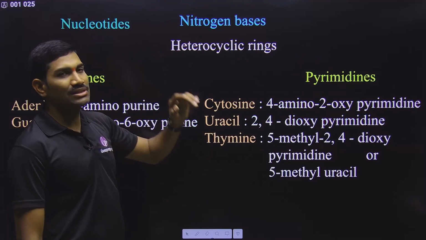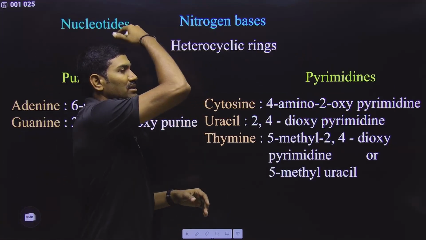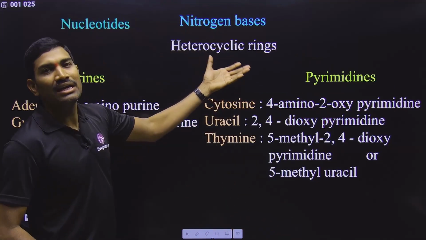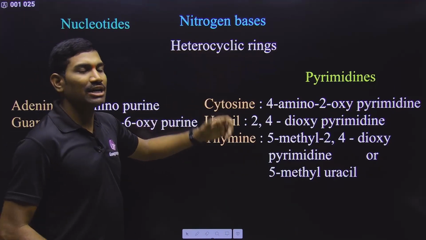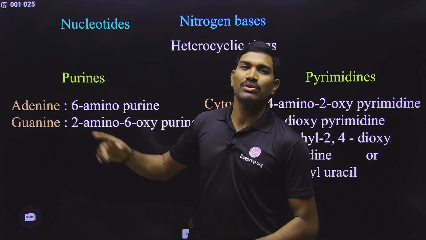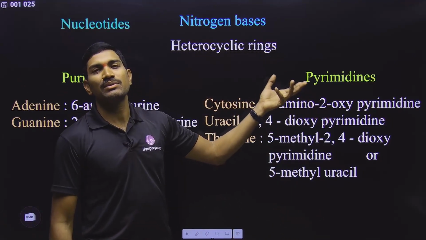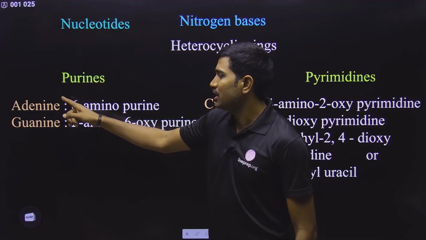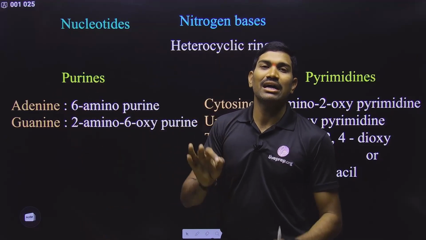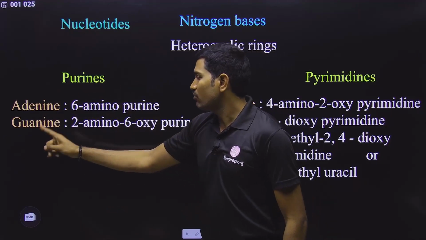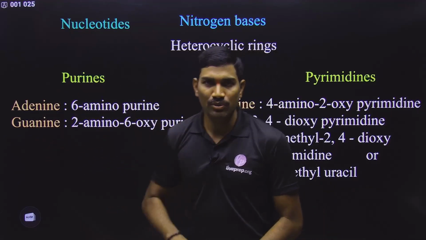And here first we will see the nitrogenous bases under the nucleotides. Nitrogenous bases, based on the heterocyclic rings that are present, are of 2 types. If the basic purine ring is present, they are called purines. If the basic pyrimidine ring is present, they are called pyrimidines. Under the purines we are studying adenine and guanine. Adenine and guanine are substituted purines. Adenine is 6-amino purine, guanine is 2-amino 6-oxypurine.